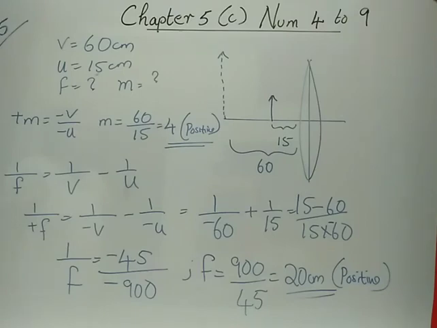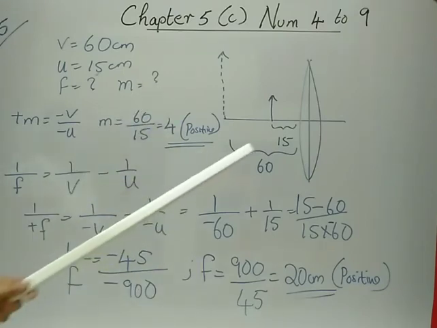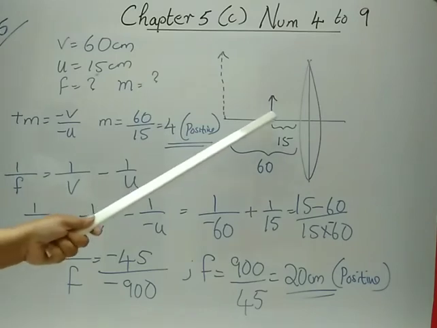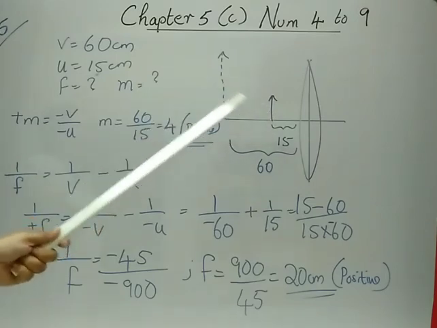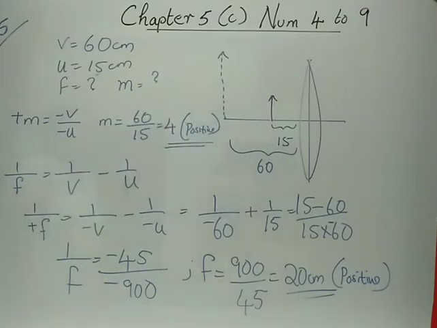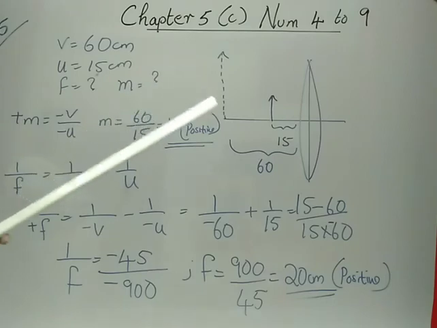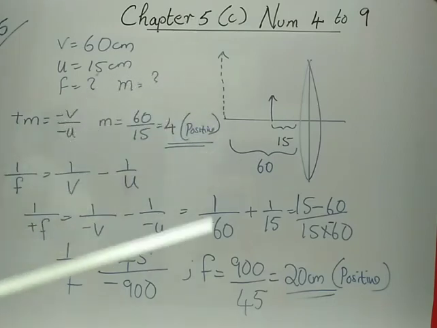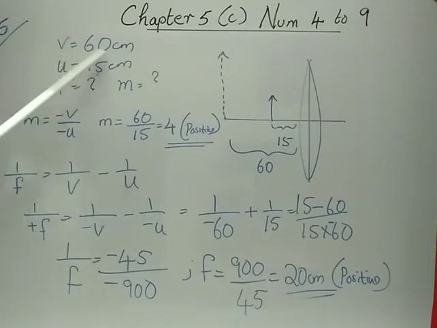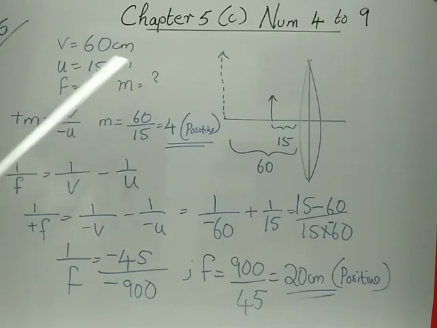Nature will be virtual because when the image is behind the object, we will get a virtual image. So you have to write nature of the image is virtual, erect and enlarged. Now we are asked to calculate the magnification and focal length. V is given 60, U is 15, calculate focus and magnification.